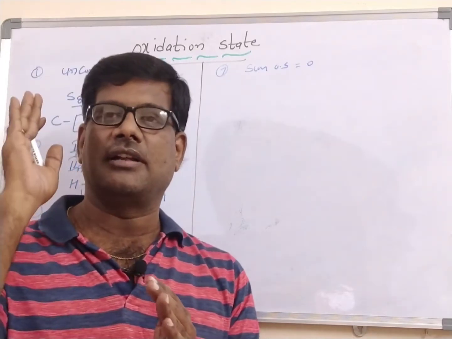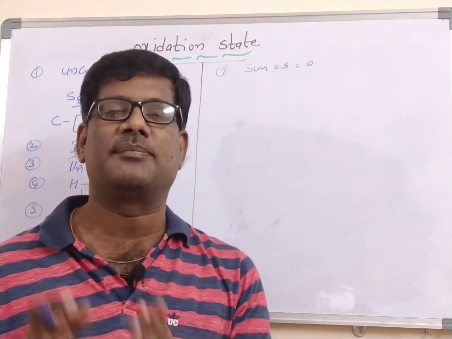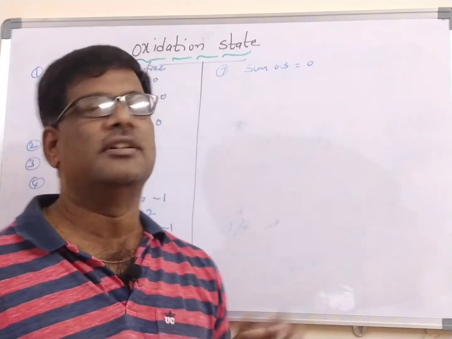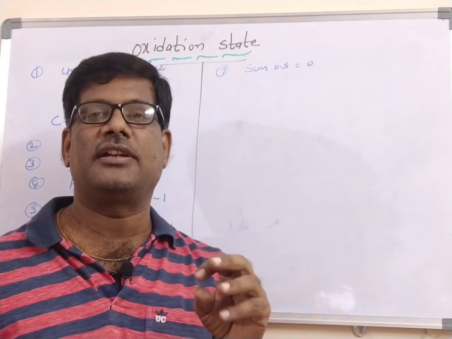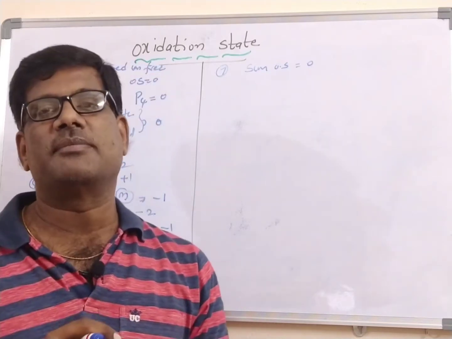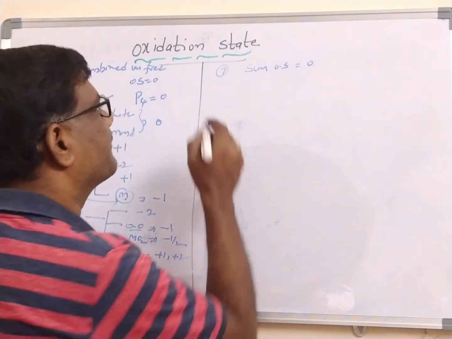In NH3, nitrogen will have -3 and the 3 hydrogens will have +3. -3 plus 3 equals 0. That is called the sum of the oxidation states of each and every element in a molecule. If you observe, the sum will be equal to 0.